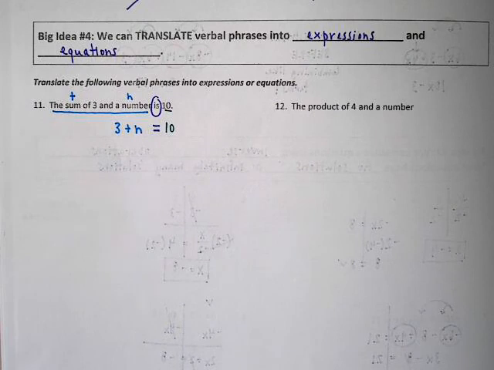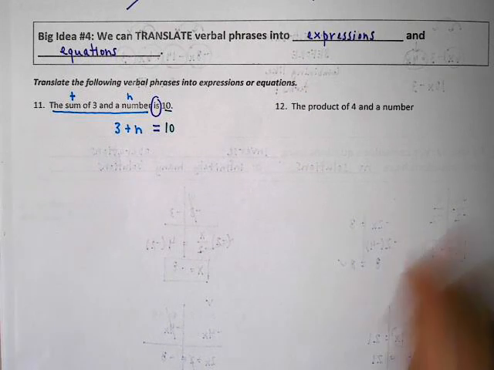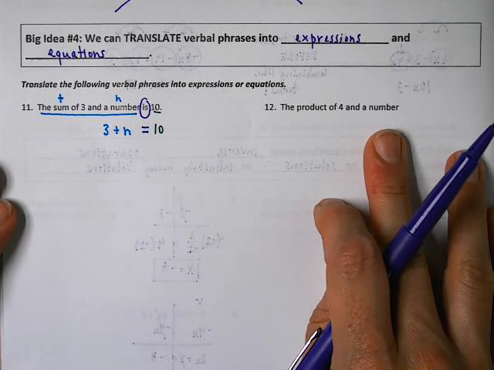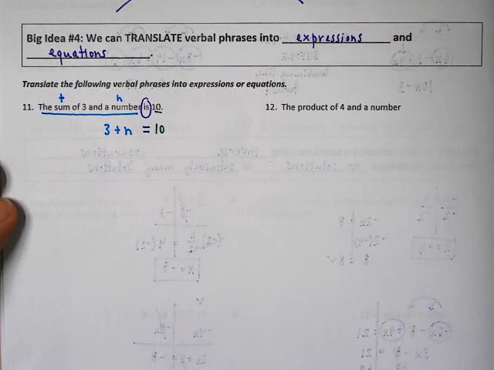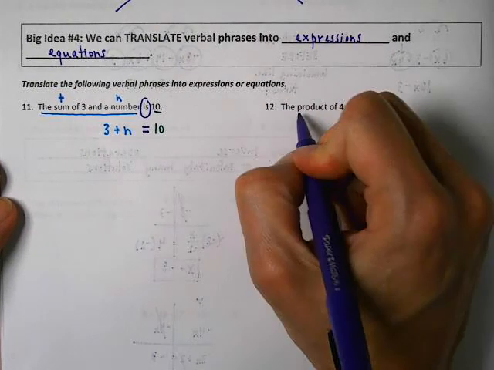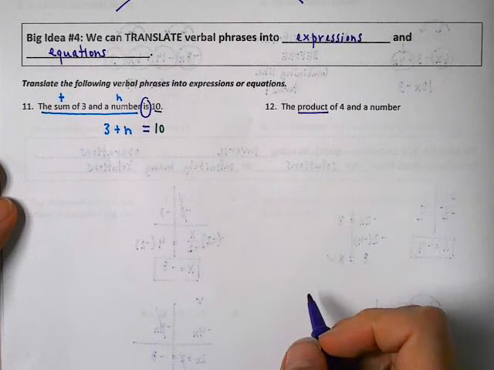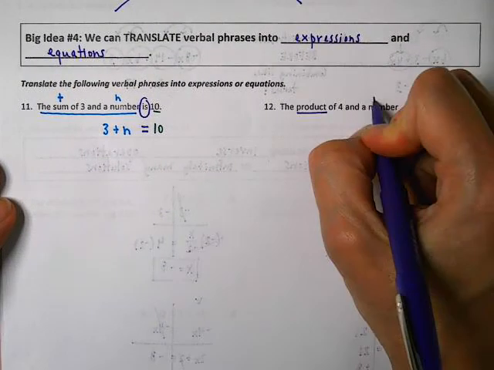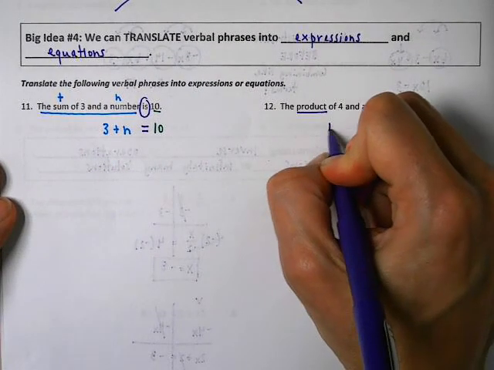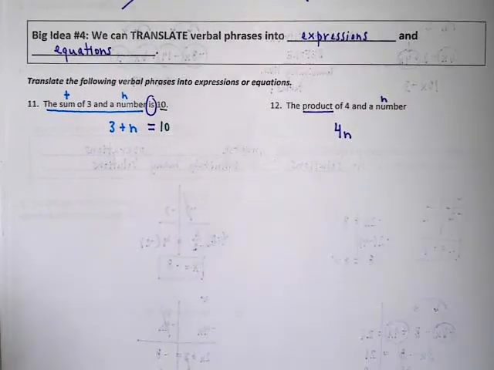Now, for number 12, I don't have an is, so this is going to be an expression. There's going to be no equal sign. Now, when I see the word product, I know that means multiplication. Again, I'm going to use n for my number, so the product of a 4 and a number is just going to look like 4n.